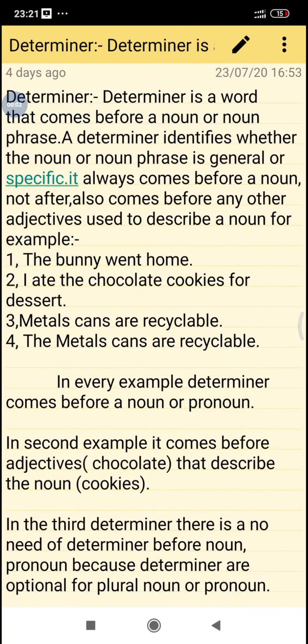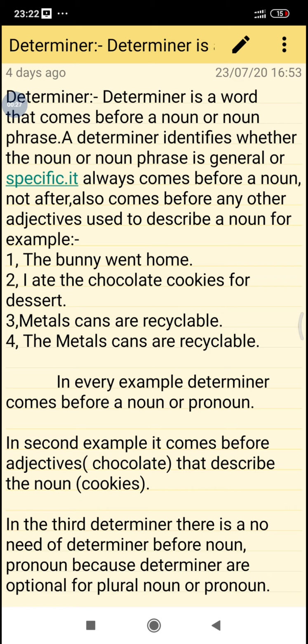Today we are going to discuss the most important part of English grammar: determiners. Especially for the CBSE board examinations, determiner questions are repeated again and again. For the students of the 9th and 10th class who desperately want to understand determiner questions, here we have the definitions.